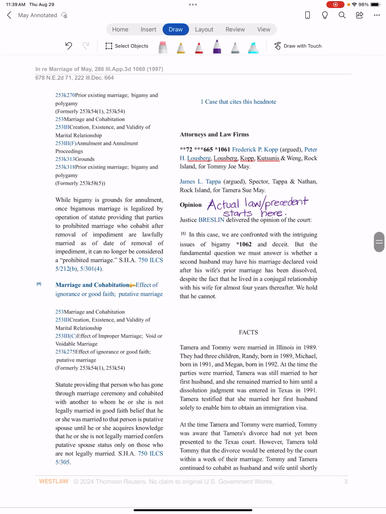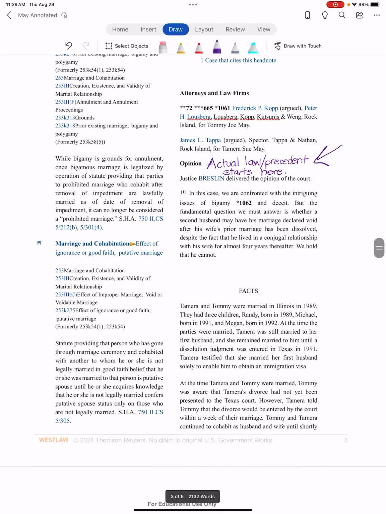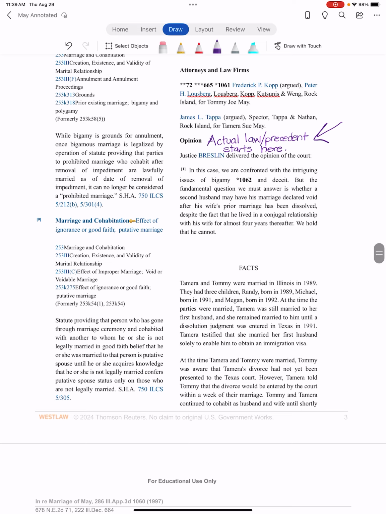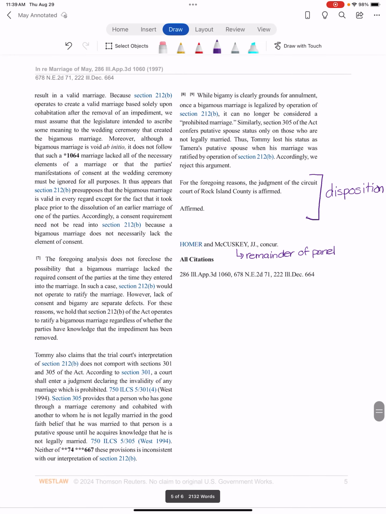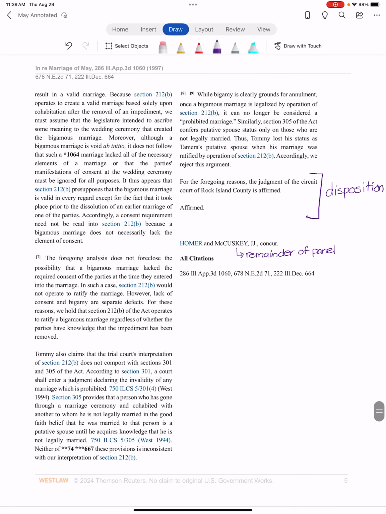You have where the actual law and precedent starts, which is right here, and the opinion follows. Remember, we start off with the name of the judge who wrote the opinion. At the end, I have labeled this is the disposition, and then the remainder of the panel that decided the case is down in the back.